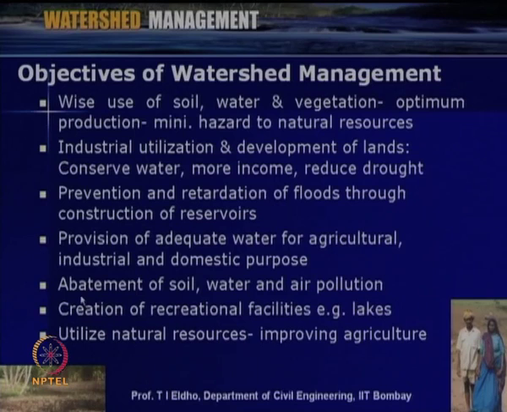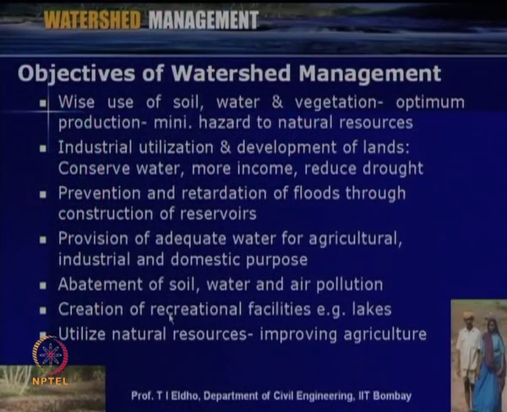Then some other objectives like abatement of soil, water and air pollution. Of course, pollution is a major problem in many areas. So, we have to see that the land is not polluted, the available water is not polluted, and due to any industrialization or its effect, the air is not polluted. So, this can be another objective for the watershed management plans.